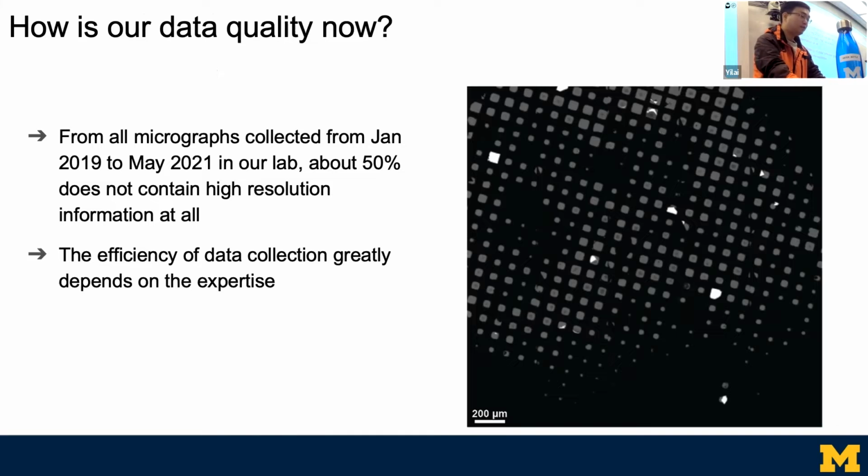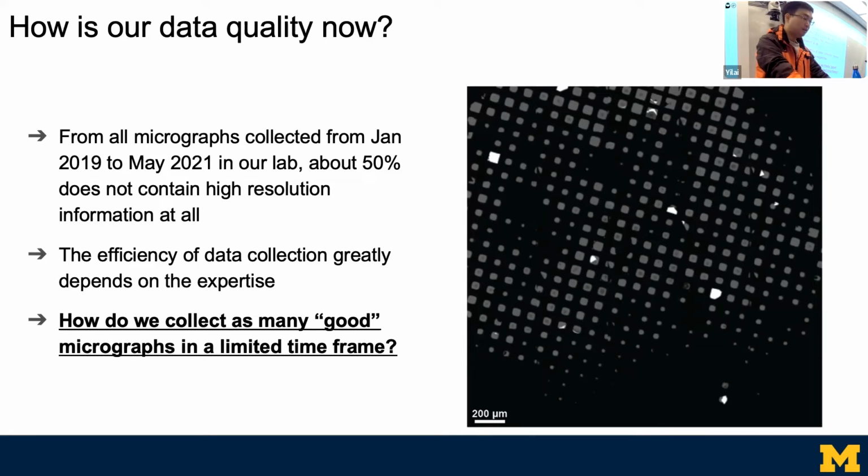And how is our data quality now? From all the micrographs we collected from January 2019 to May last year in our lab, about 50% do not contain any high resolution information at all. So even though we try to collect as much good data as possible, there's still a lot of data that just doesn't contain any high resolution. And the efficiency of data collection greatly depends on expertise. If you're a new user, you'll end up making a lot of mistakes during the data collection process, and you waste a lot of time.